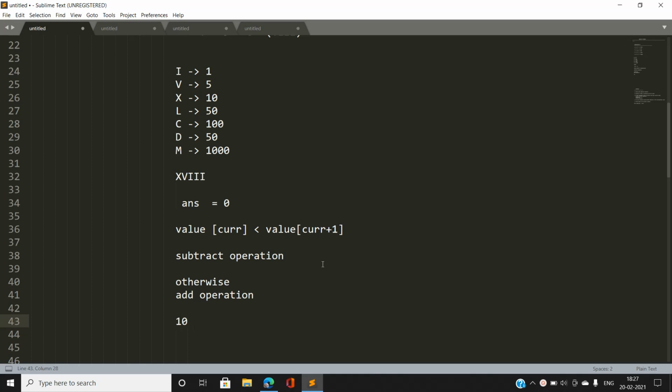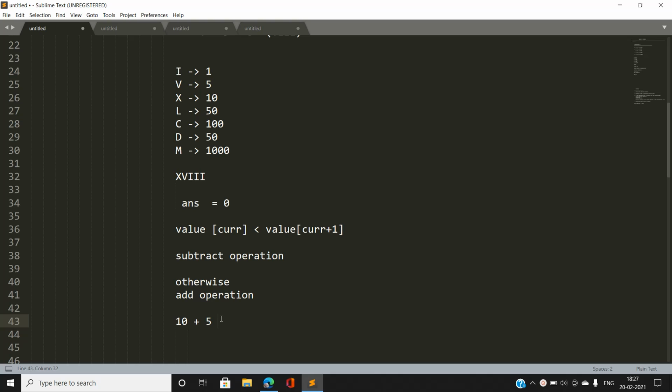Then again, the current value V is going to be greater than I. Note that V's value is 5 and I's value is 1. So if V's value is greater than I's value, then I am going to do the add operation. So now I am going to add 5. And then again, I's value is 1 and the next is 1, 1 is not less than 1, so false. I am going to do the add operation here.